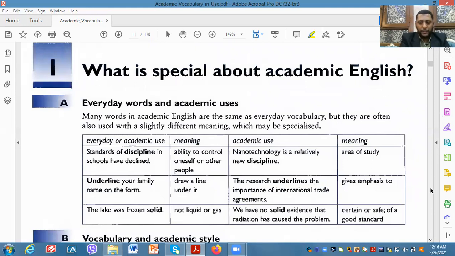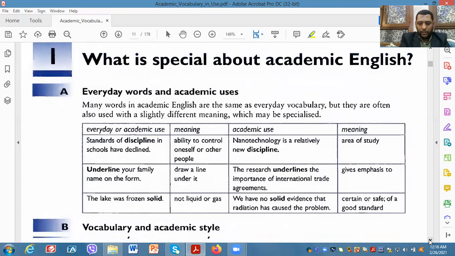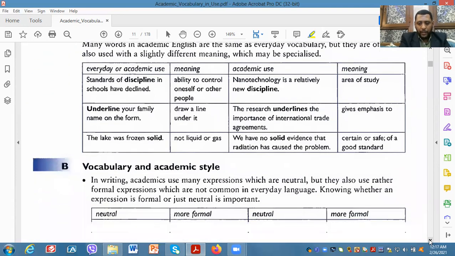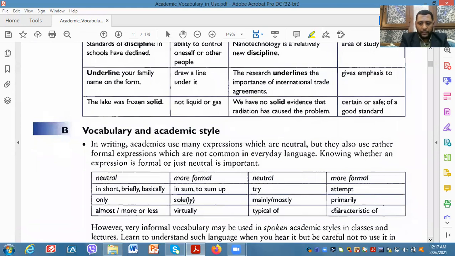This is the first lecture, what's special about academic English, and we come across the word characteristic. This is characteristic of, and typical of. We discussed that typical of is a neutral word. However, when you want to sound more formal, you are going to use characteristic of instead of typical of.